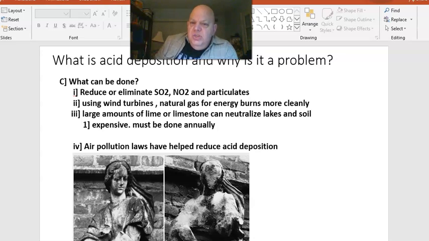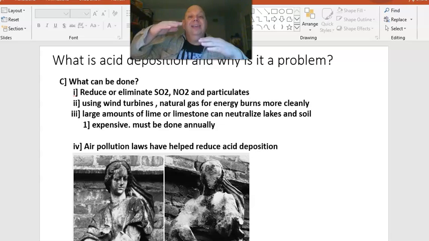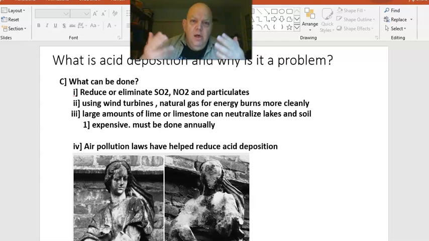Okay, so what can we do? Well, reducing or eliminating the sources, your SO2s, your NO2s, your NOxs, and particulates. Instead of burning coal, we could use wind turbines or natural gas for the energy, which burns more cleanly. Yeah, that's true. Large amounts of lime or limestone can neutralize lakes and soil. The problem about that is it does get expensive, and you have to do it every year in order to counteract the effects of the acid.